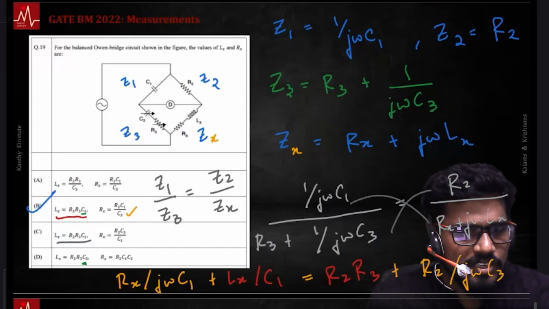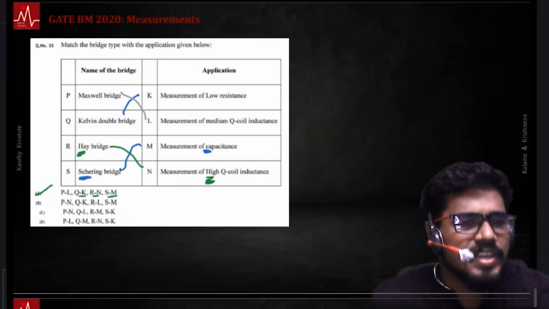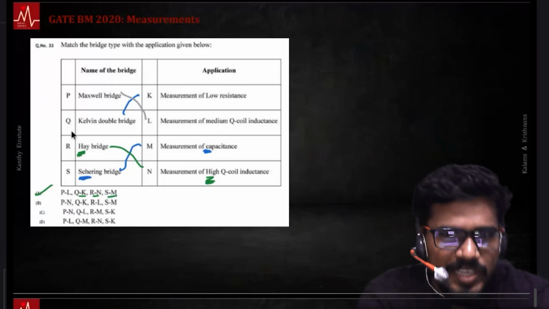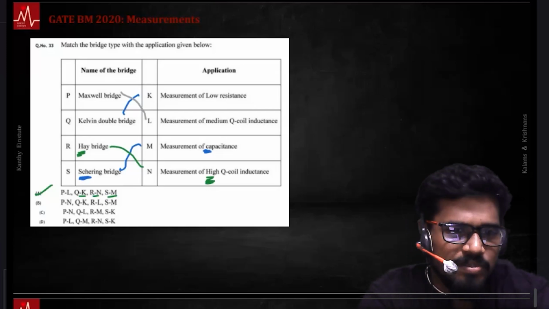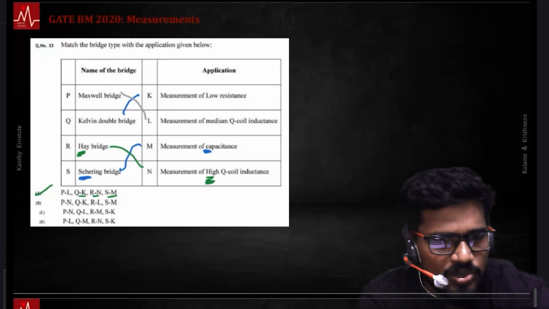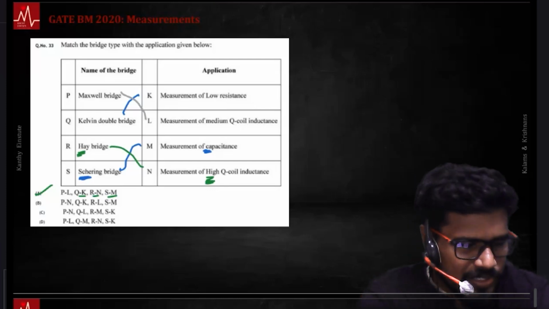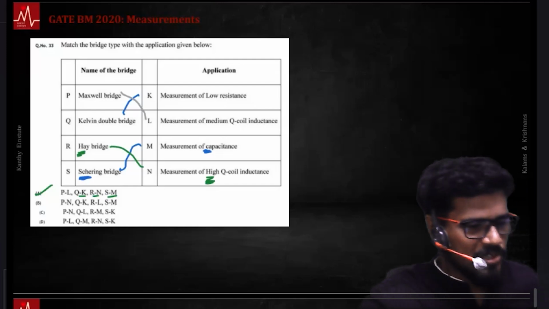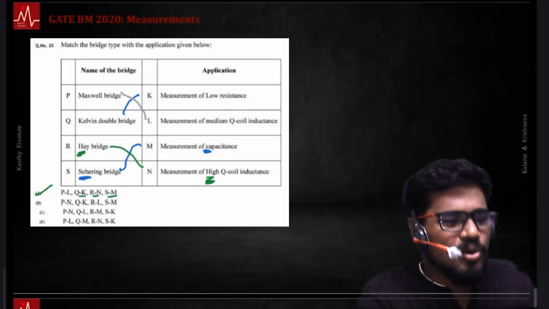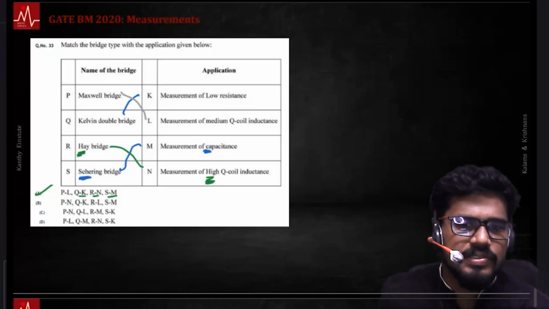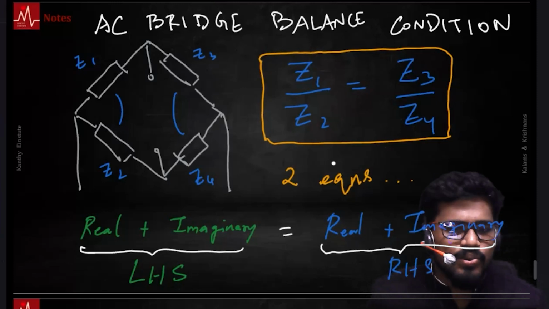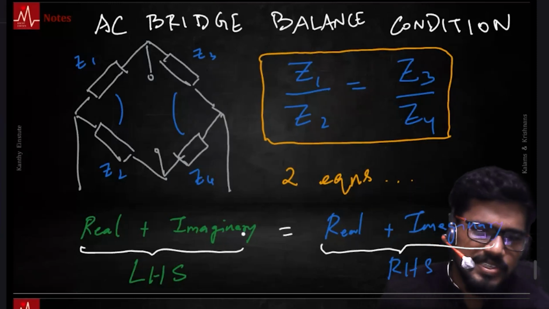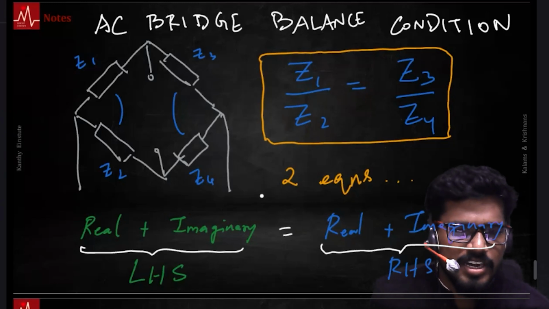Two more questions are like this. Typically, one more question is like this, recall based. I'll give you a list of which is used, which is there and what they are used for. Kelvin is used for low resistance, Hay bridge, Schering bridge, Wien bridge, Owen bridge, Maxwell bridge. What is being used for? I'll give you that list. You need to know at least that much so that you can get 1 or 2 marks in measurements. Okay. In fact, if you ask me what is the thing that you need to know, I would put this: AC bridge balance condition and recognizing it as 2 equations. Real and imaginary parts, you could also say there is an amplitude and phase. If you can do that, that is at this stage more than enough, okay, for the GATE PM paper.